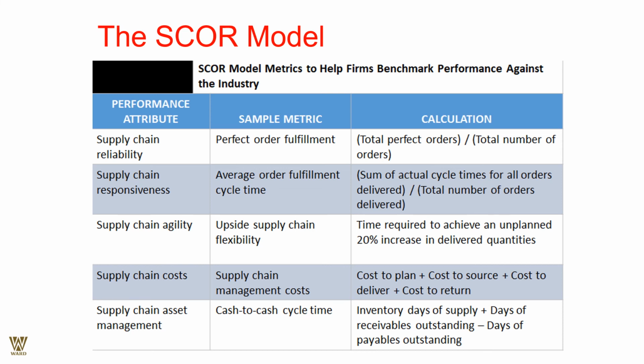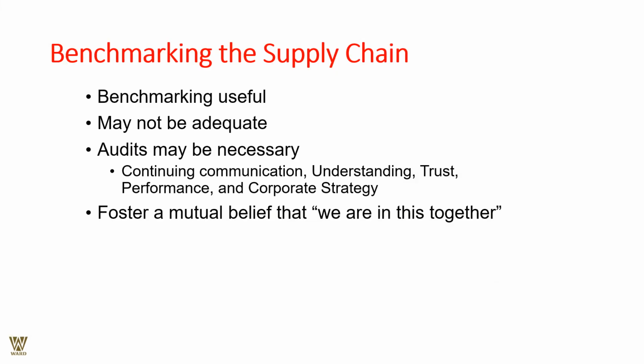Similarly, supply chain agility is upside supply chain flexibility: the time required to achieve an unplanned, let's say, 20% increase in delivered quantities. What can go wrong, or what is to be expected? Supply chain cost is supply chain management cost: cost to plan, cost to source, cost to deliver, and cost to return. Everything needs to be added up. Again, I repeat: cost to plan, cost to source, cost to deliver, and cost to return. These are all part and parcel of your supply chain cost. Supply chain asset management is cash to cash cycle, inventory days of supply, days of receivables outstanding, and days of payables.